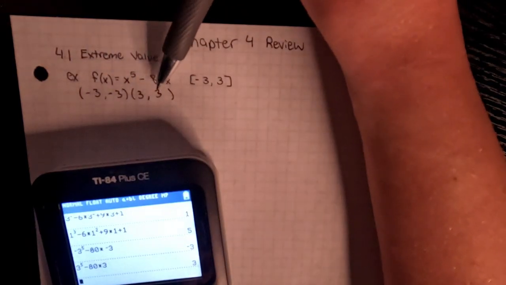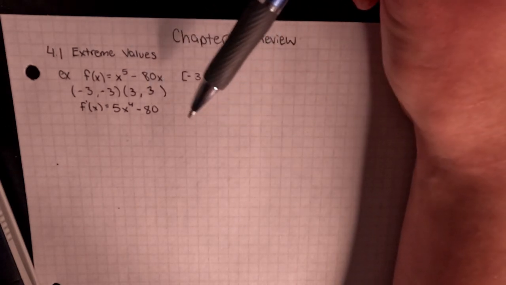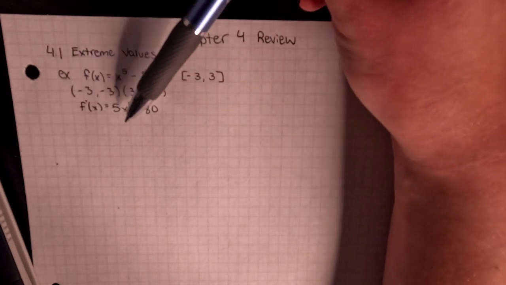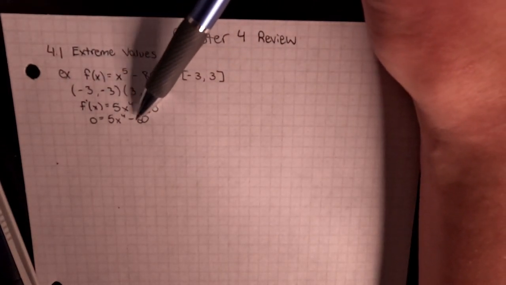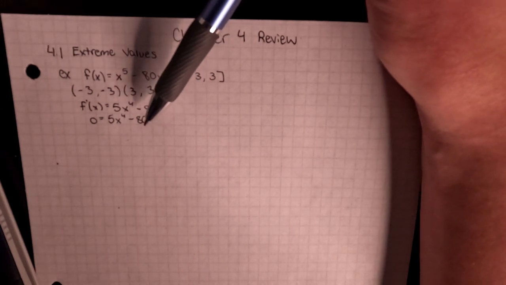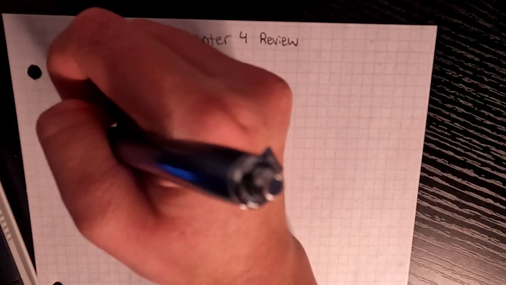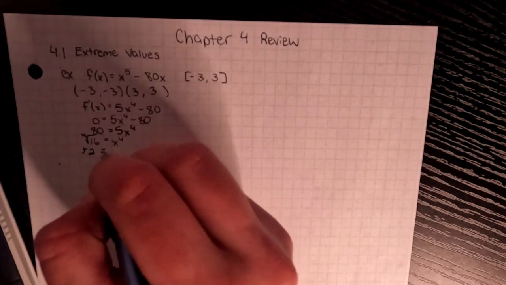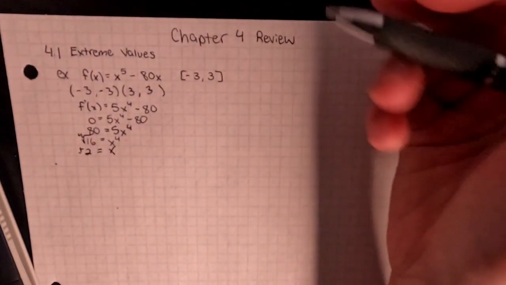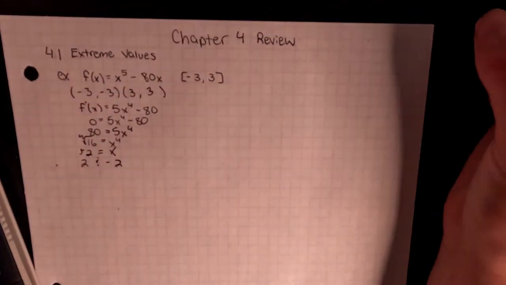These are our points for our interval, and now we're going to want to take the derivative of our function. So that's our derivative, and now we want to set our derivative equal to 0 and see what makes this equal 0. We want to find our critical points. So then 16 to the 4th power is just plus or minus 2. So 2 and negative 2 are our critical points.